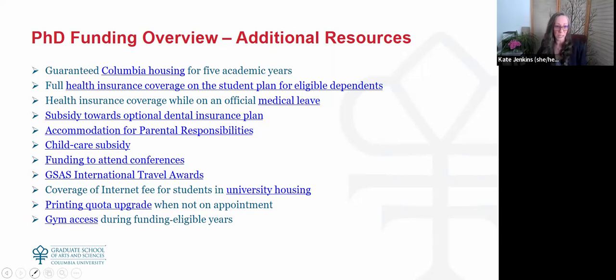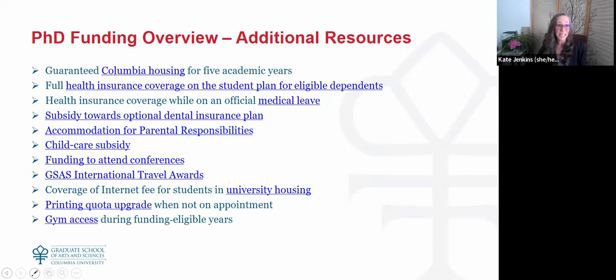So the guaranteed housing is something that you work directly with Columbia Housing on securing your space, and then you are guaranteed to have that for 5 academic years. If you continue in the program, you can appeal to request additional housing in year 6 or 7. However, it is no longer guaranteed by housing at that time.